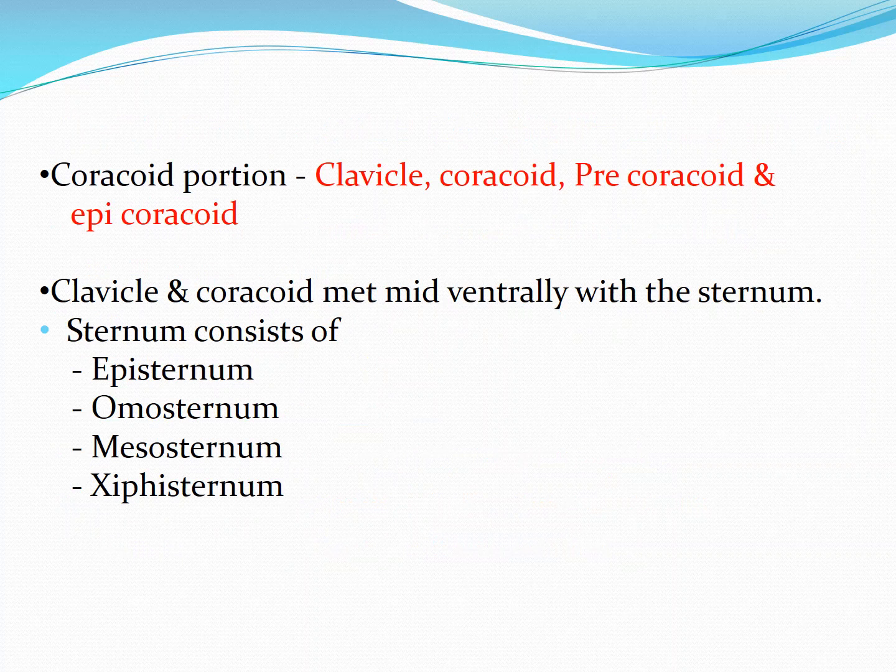The coracoid portion forms the ventral side. It consists of clavicle, coracoid, precoracoid and epicoracoid. Clavicle and coracoid meet mid-ventrally with the sternum, which is also called the breastbone. Here, sternum further consists of episternum, followed by homosternum, followed by mesosternum and xiphisternum.